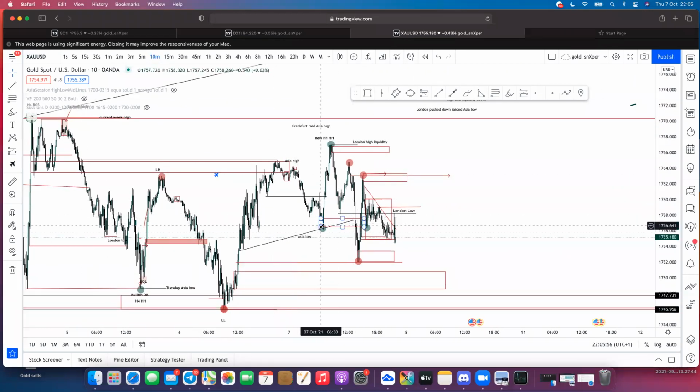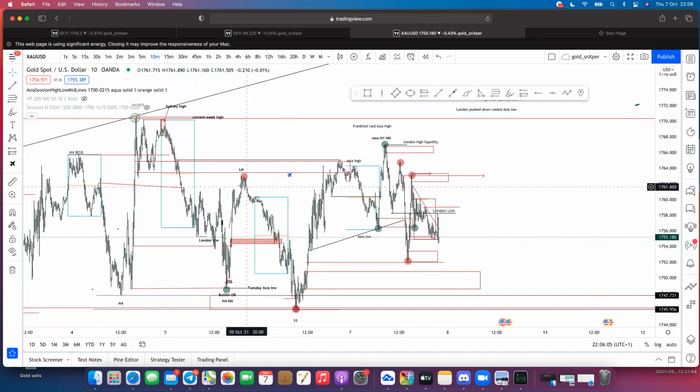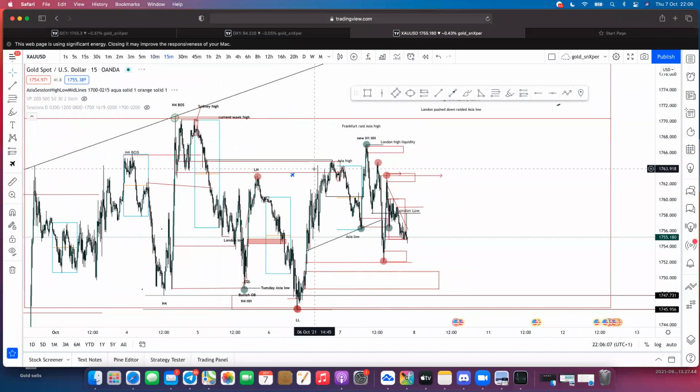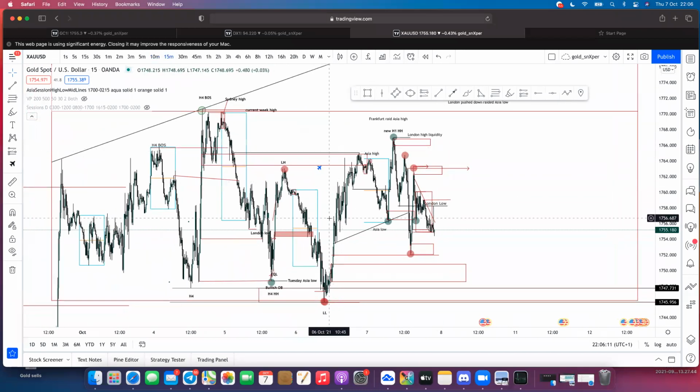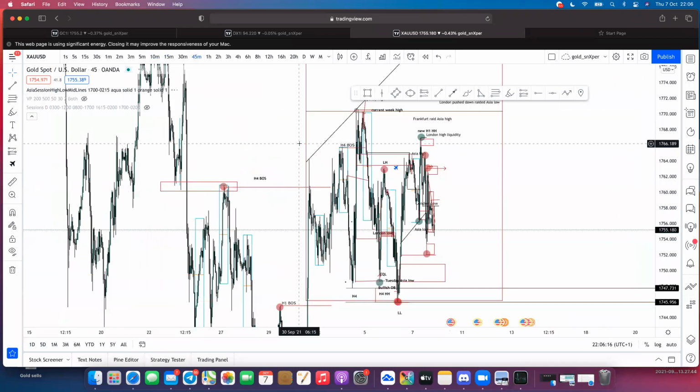And guess what? When this closed over here at 7 o'clock, Frankfurt opened. Now Frankfurt's job is what? To raid one side of liquidity. So we know they have just engineered liquidity. Agreed? And the point here is they're trying to wipe out this structure. What time frame structure is this?